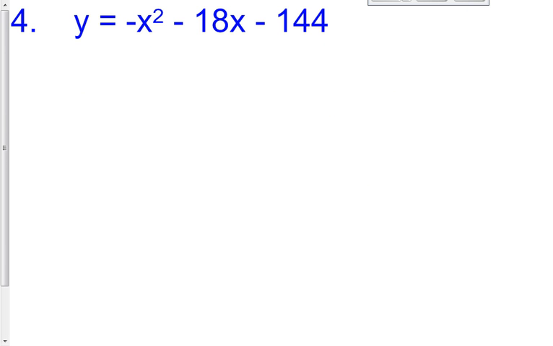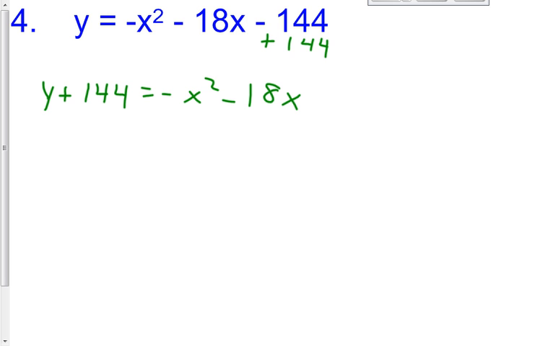Number 4. Hopefully the first thing you did was you added 144. So now you have y plus 144. That equals a negative x squared minus 18x. Now you're not ready to complete the square yet because you don't have a positive 1 in front of your x squared term. You have a negative 1. So you have to factor out a negative 1 out in front.